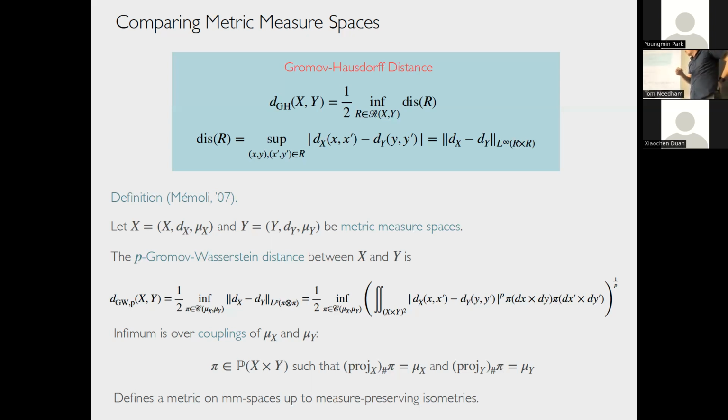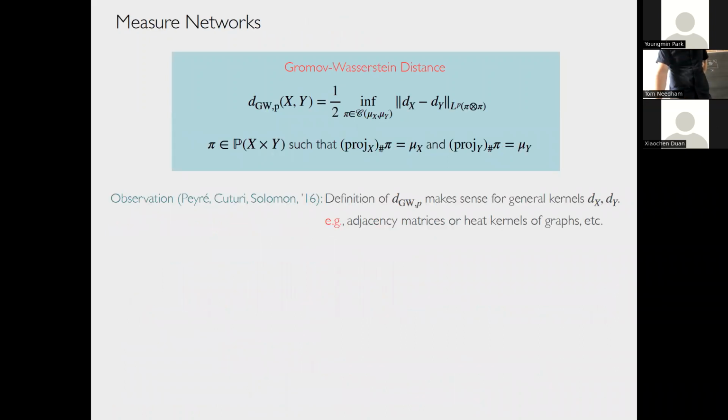So the fact is that this now defines a metric on the space of metric measure spaces, up to some natural equivalence relation. And this is the thing I'll be using going forward to do registration problems in biological applications. Oh, well, I have to do one more technical slide first.